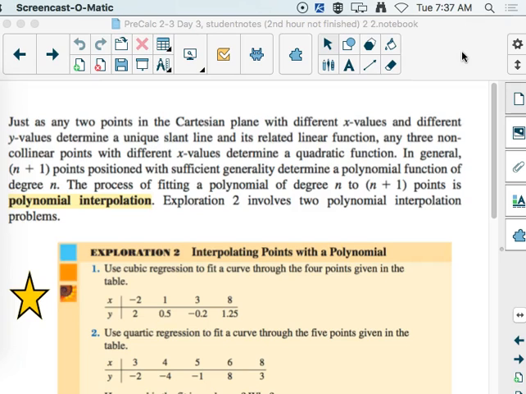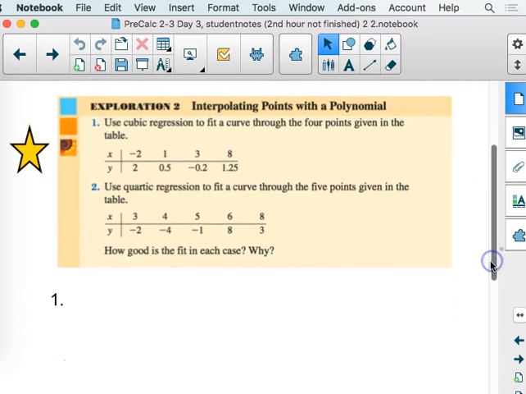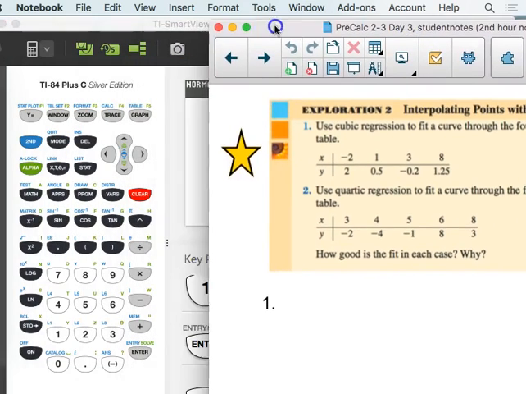It's going to work. So exploration 2 involves 2 polynomial interpolation problems. So that's what we're going to look at next. And with these, they're saying, skip the stat plot. We're telling you what we want you to do. We're saying use cubic regression to fit a curve through the 4 points given in the table. So we want to go ahead and get those into your tables.